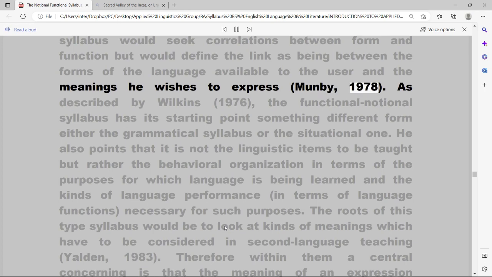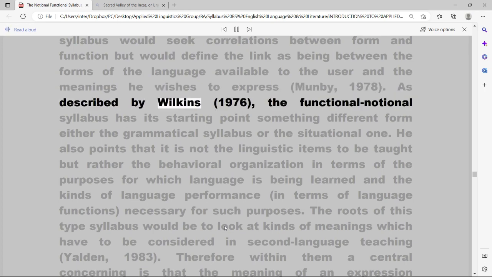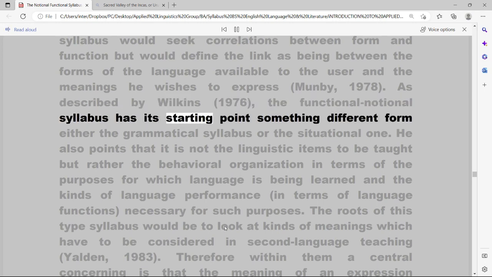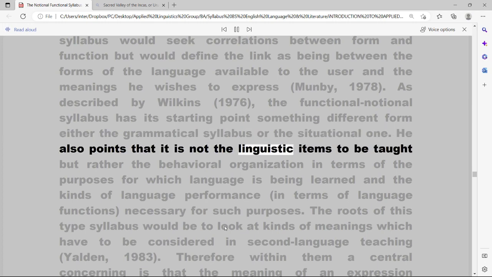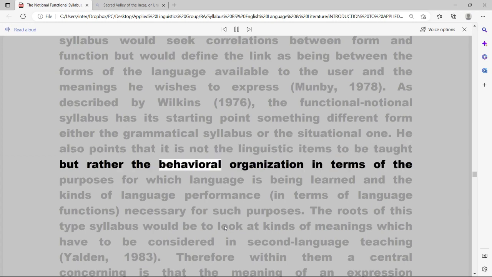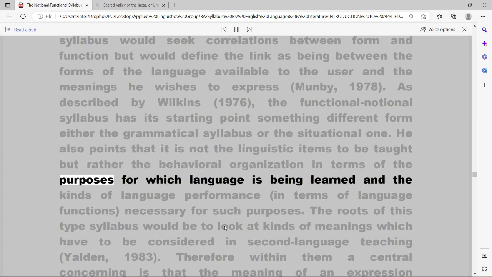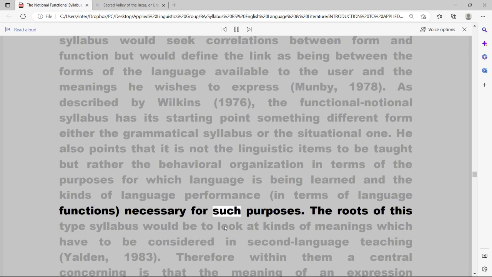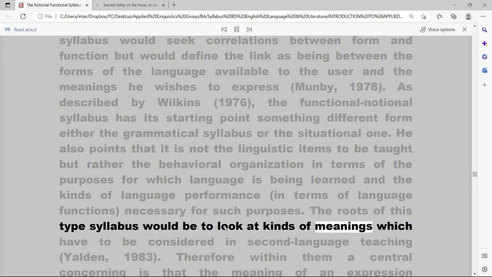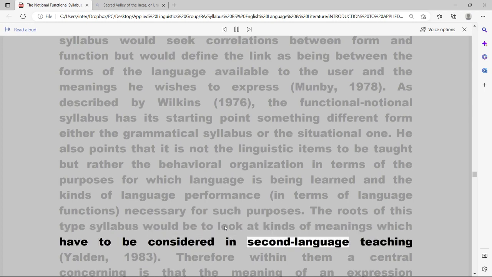(Munby, 1978). As described by Wilkins, 1976, the functional notional syllabus has as its starting point something different from either the grammatical syllabus or the situational one. He also points out that it is not the linguistic items to be taught but rather the behavioral organization in terms of the purposes for which language is being learned and the kinds of language performance, in terms of language functions, necessary for such purposes. The roots of this type of syllabus would be to look at kinds of meanings which have to be considered in second language teaching.